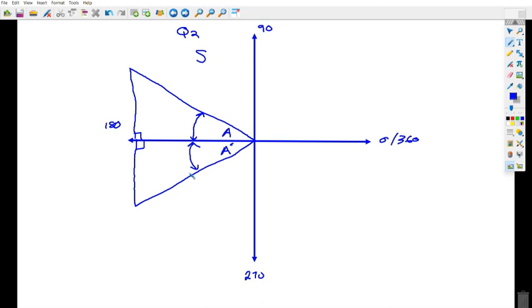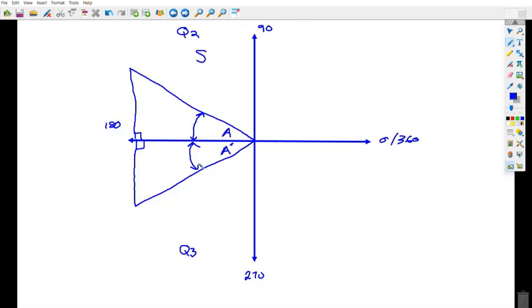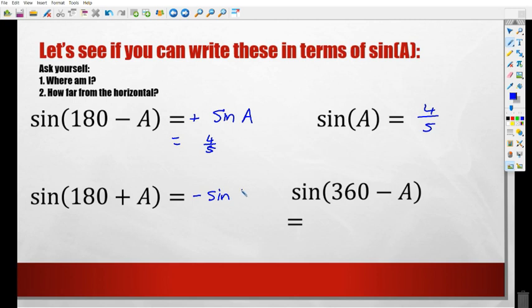Alright, so my first question, firstly, where am I? I'm in quadrant 3. Sine is what in quadrant 3? Sine is negative in quadrant 3. Instead of saying sine of 180 plus A, I can say sine of the angle that was closest to my horizontal, A. Okay, sine of A, but now it's negative sine of A. So it's negative, and what was sine of A? 4 over 5.